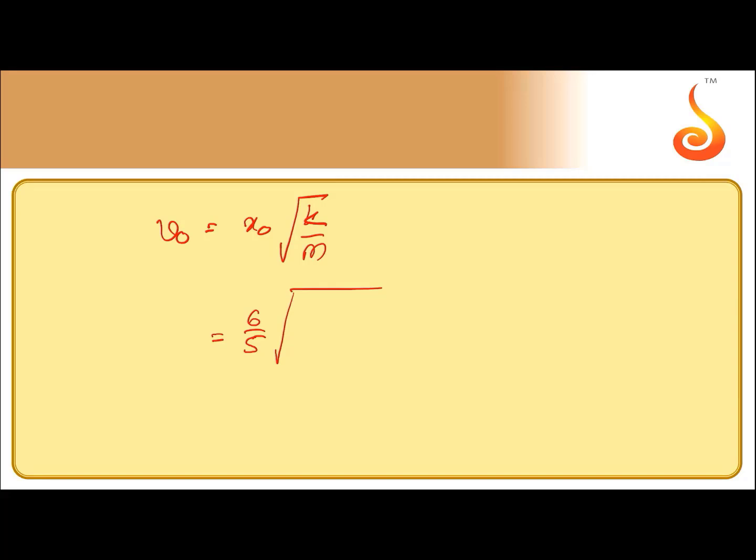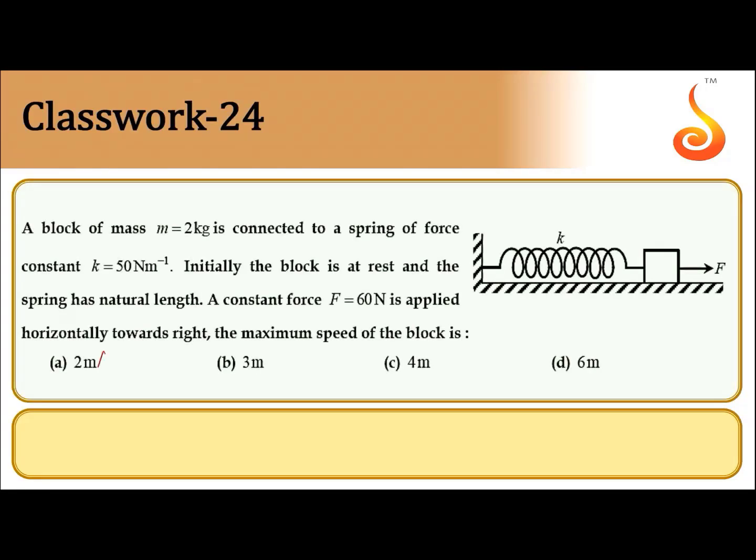K is known to us. What is the value of k? K is 50. The mass of the block is 2. So, if I simplify it further, 25, 5 and 5 cancel, and this gives us 6 meter per second. So, the maximum speed of the block turns out to be 6 meter per second.